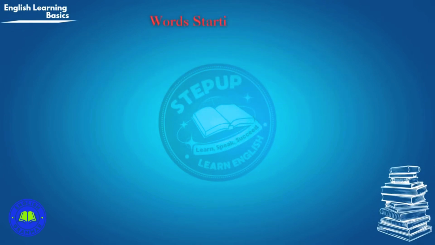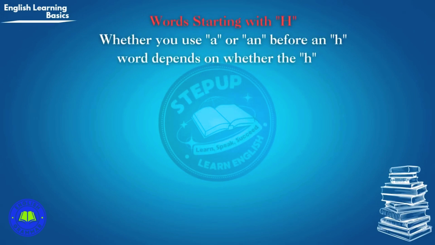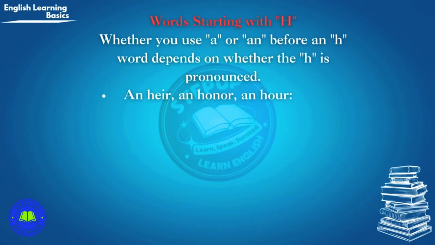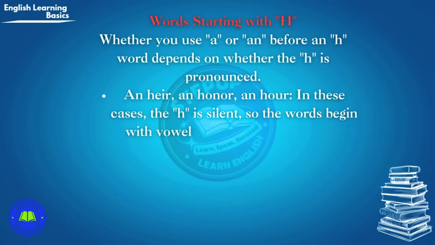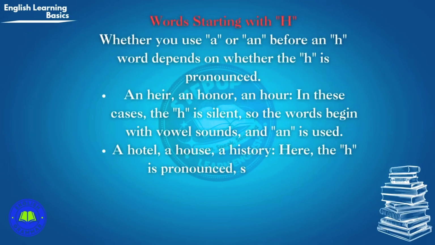Words starting with H. Whether you use a or an before an H word depends on whether the H is pronounced. An heir, an honor, an hour. In these cases, the H is silent, so the words begin with vowel sounds, and an is used. A hotel, a house, a history. Here, the H is pronounced, so a is used.